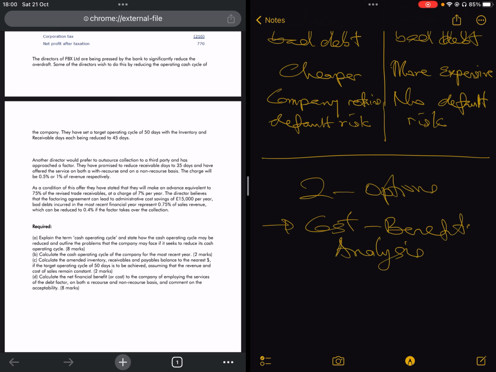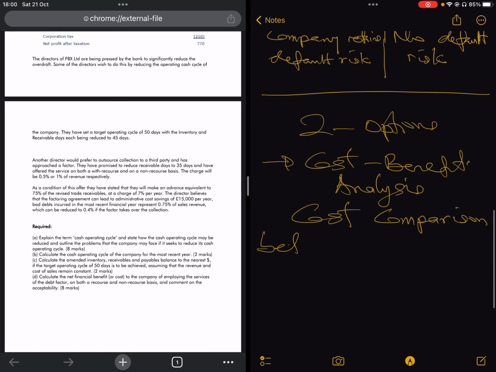Which means all you are trying to see is, okay, what are the costs associated to this and what has happened to this cost? Has it reduced or has it gone up? So you are doing a cost benefit analysis, or you can call it cost comparison between the current state and the proposal.